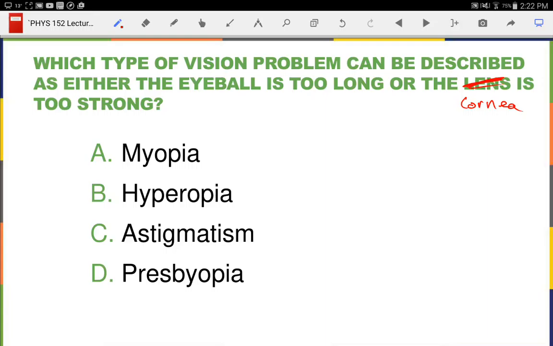Didn't you say that myopia can be corrected by making it flat? Oh, it's the cornea. And so Cassie was right. I should have had cornea there.